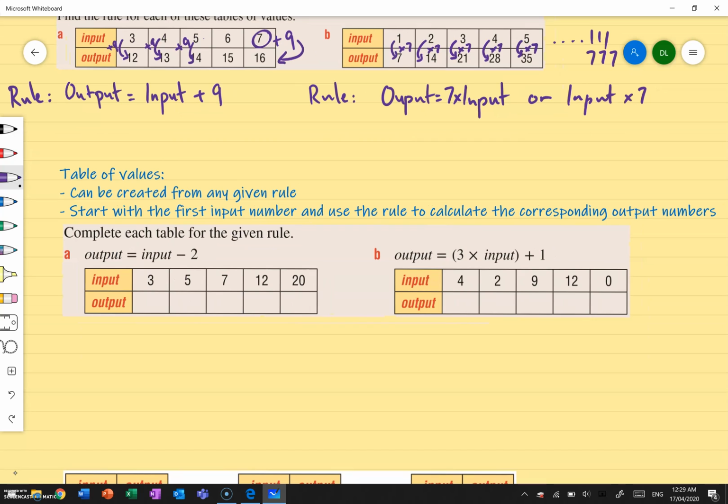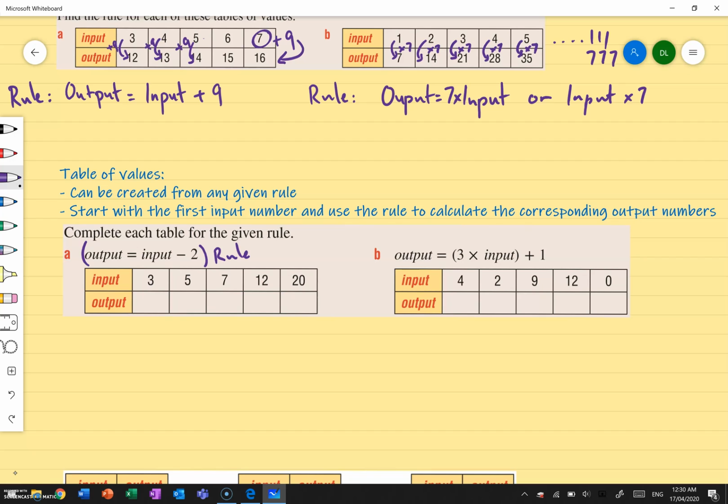So my table of values can be created from any given rule. Now let's start with the first input number and use the rule to calculate the corresponding output numbers. So it says here, that's my rule over here. It says my output is just my input take away 2.